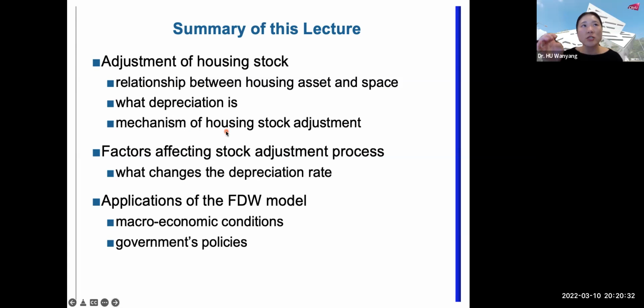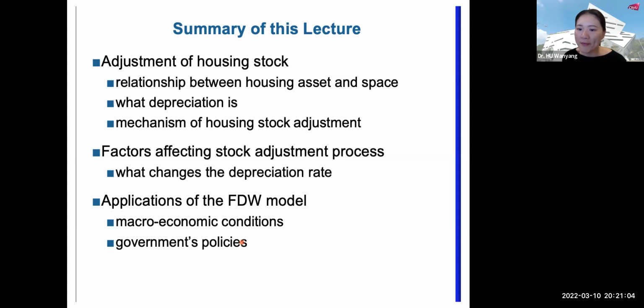So remember the relationship between S and D, and there are several real world factors that affect the depreciation rate. We have identified, for example, income change, financing restrictions, and some taste changes. So these are factors affecting the depreciation rate. And then we learned how we use the FDW model to determine the new equilibrium when there's a policy shock, or a macroeconomic shock to the system.